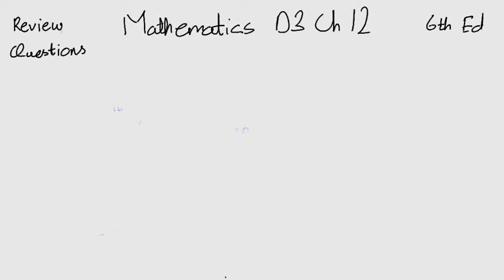This is chapter 12 of D3 of New Syllabus Mathematics for O-Levels, and this is the 6th edition. We are doing the difficult questions from selected chapters, and in chapter 12 the most difficult questions occur right at the end of the review questions. So we are going to be starting with question number 9.